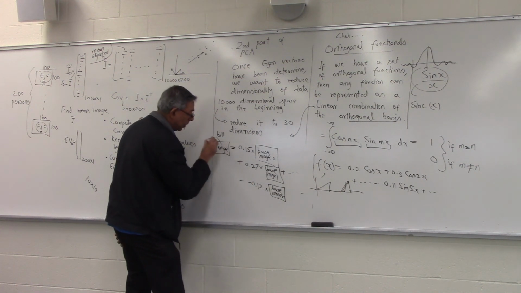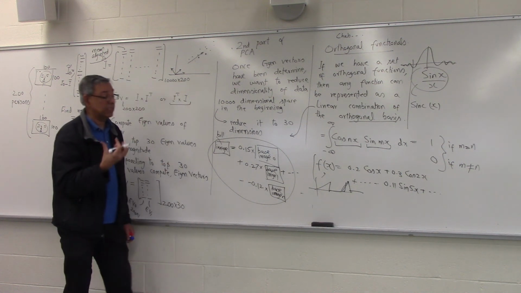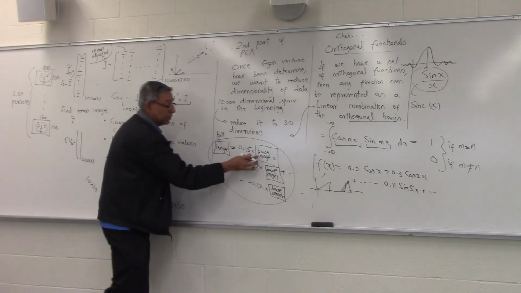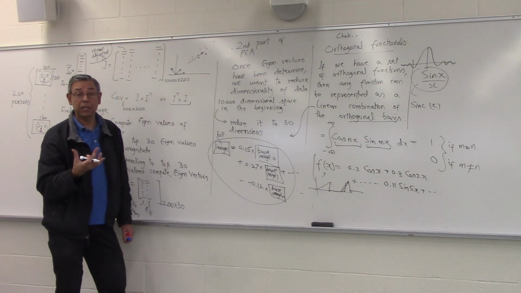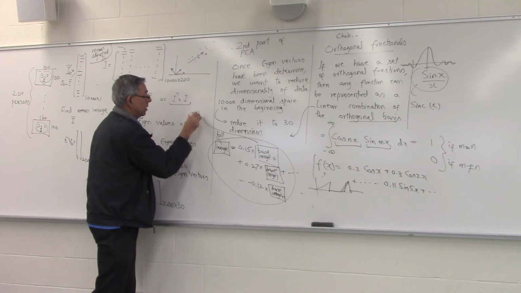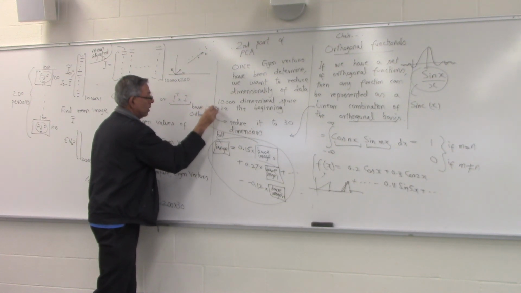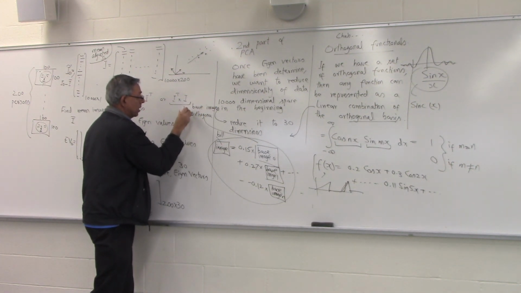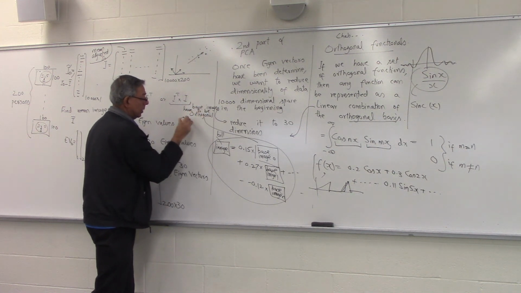And for this to work, the mathematical condition that has to be satisfied is that base image 0, base image 1, through base image n have to be orthogonal to each other. So base images have to be orthogonal to each other. That's a requirement.